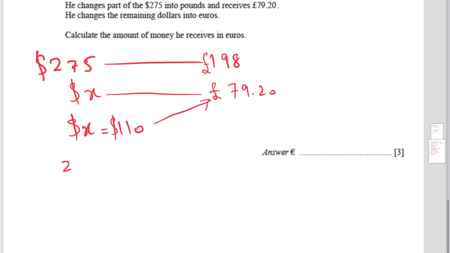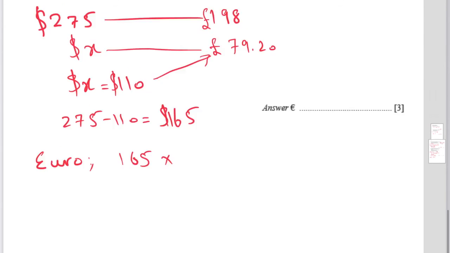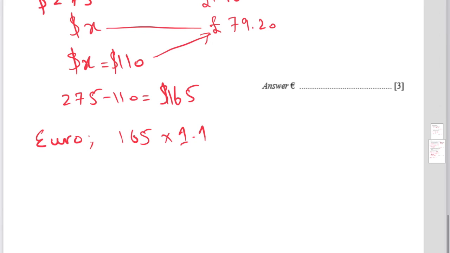So we subtract it from 275, and we get 275 minus the answer, which is $165. Now $165 is being converted to euros. So we multiply 165 by the exchange rate, which is 1.1. So we get 1.1 multiplied by 165. Eventually we get euros. I don't know how to make the euro sign better than this. We get 181.5 and we write the answer here, 181.5.